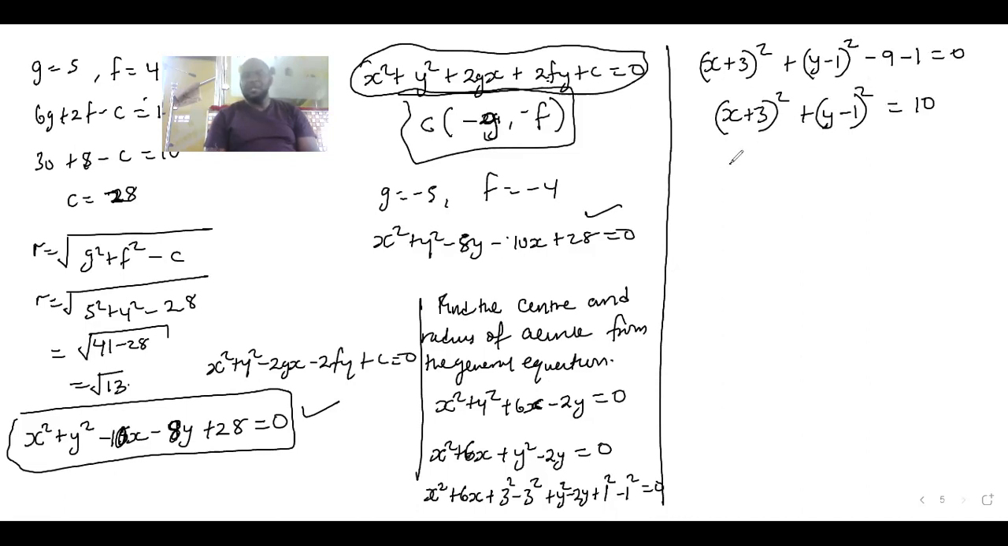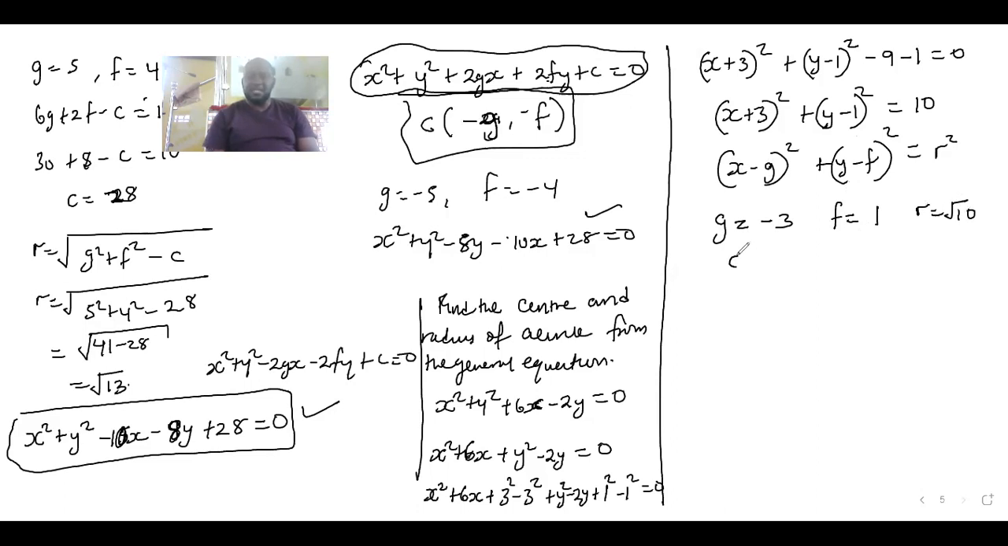Remember, I told you the equation can also be in the form x minus g squared plus y minus f squared is equal to r what? Squared. Therefore, in this sense, g is equal to a negative 3. Then f is equal to a positive 1. Then the radius is equal to root of 10. So the center becomes negative 3 and 1.